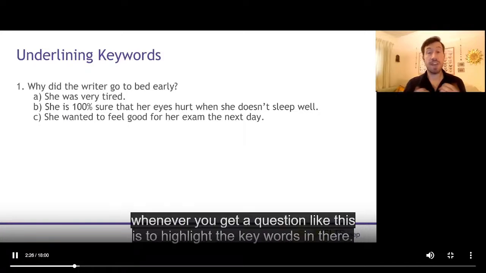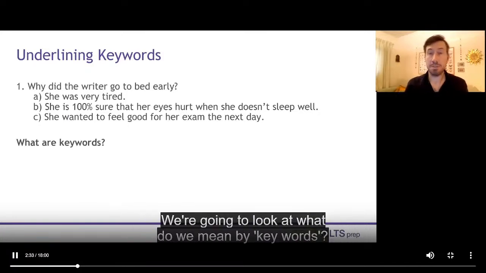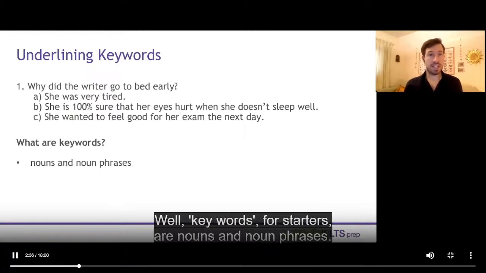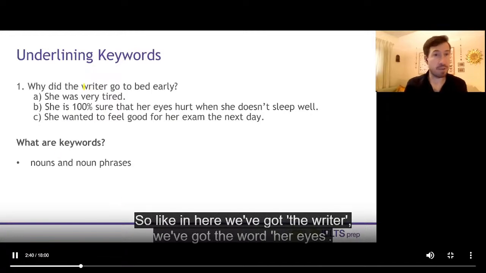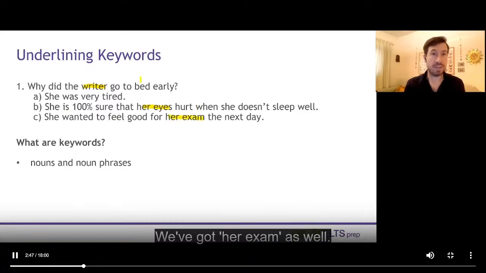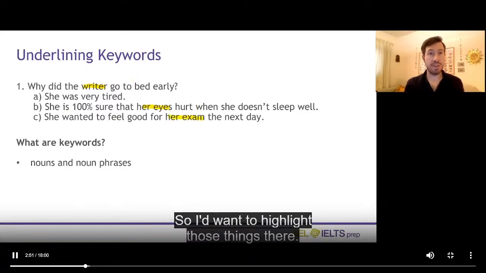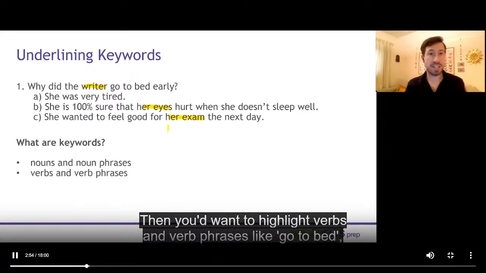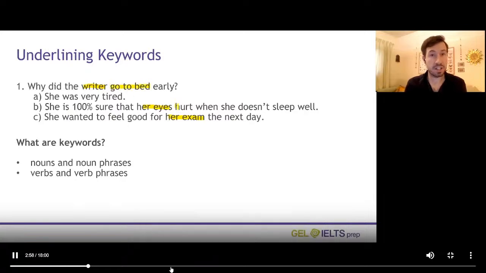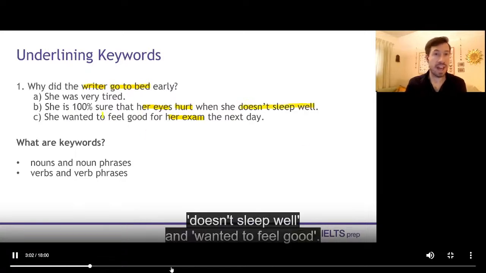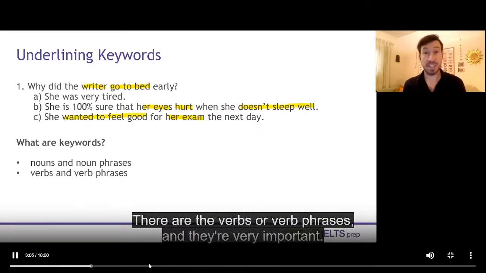Now, the first step you want to do whenever you get a question like this is to highlight the key words in there. And we're going to look at what we mean by key words. Well, keywords for starters are nouns and noun phrases. So like in here, we've got the writer, her eyes, and her exam as well. So I'd want to highlight those things there. Then you'd want to highlight verbs and verb phrases like go to bed, hurt, doesn't sleep well, and wanted to feel good. They're all verbs or verb phrases, and they're very important.